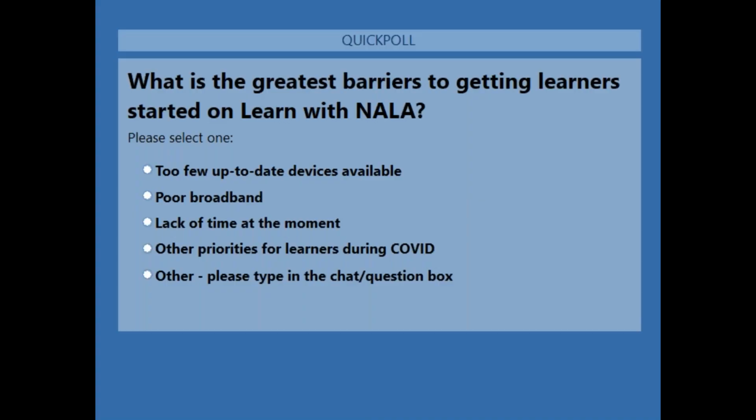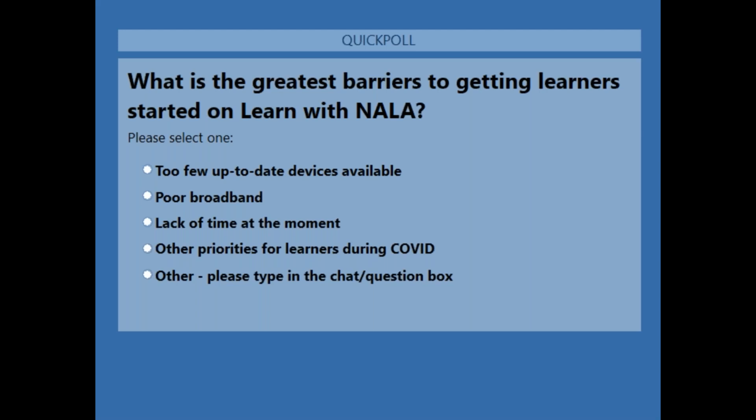The next one is about the greatest barriers to learning, or setting up Learn with Nala with your learners so far. So would it be about devices? Being aware that learners do need to have new devices because they have to work with new versions of browsers, unfortunately. Is it broadband? Is it lack of time at the moment? I'm aware that everybody's very busy, that there's things with PLSS and learner details to be worked through as well. And maybe there's other priorities for learners at this time with COVID, family members to look after.